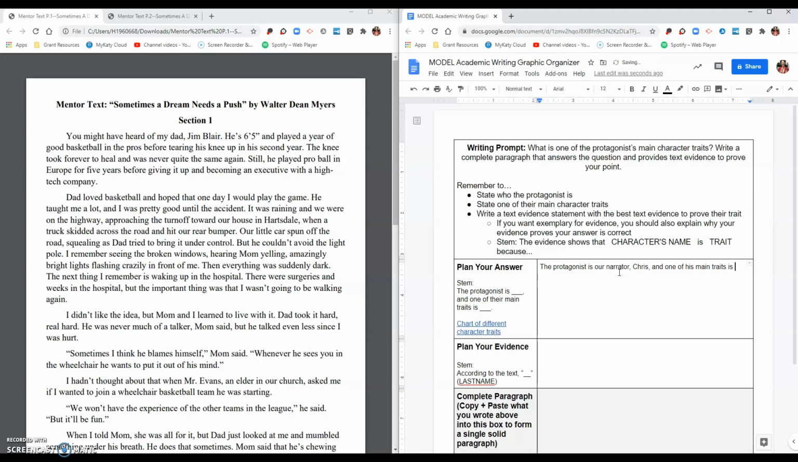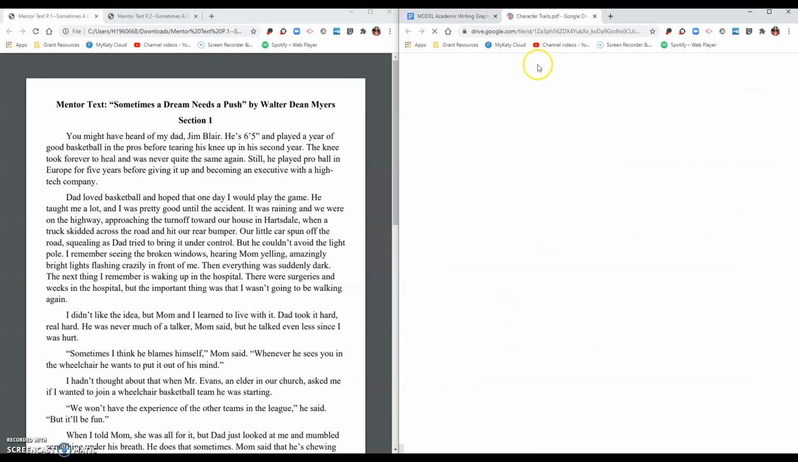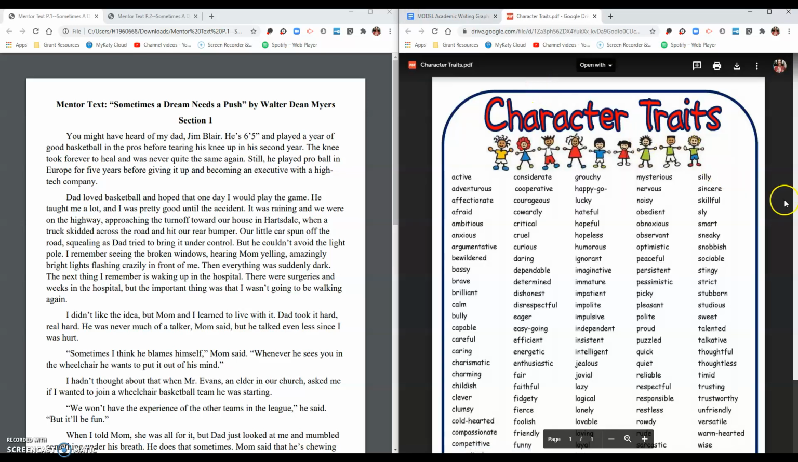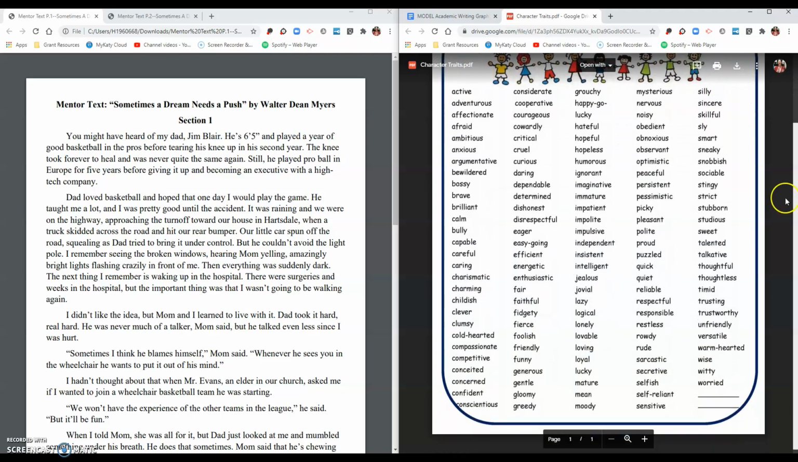Now, I need to think about this for a minute. I need to go through my story and I need to think about what some of Chris's character traits are. Now, if you get a little bit stuck and you think, man, I can't think of any words, we've provided you with a list of character traits that you can look through. So if you click on this link, it'll take you to a list of different character traits. So look through this list. See which character traits best describe our protagonist. In this case, it's Chris. So what words could I use that could describe Chris?